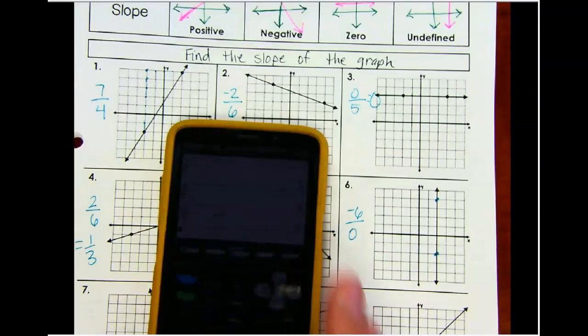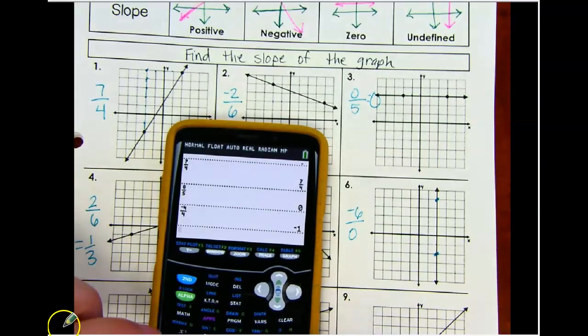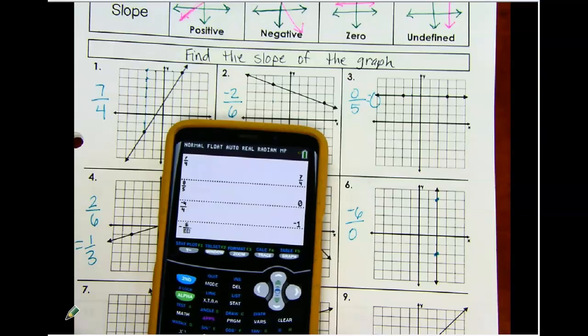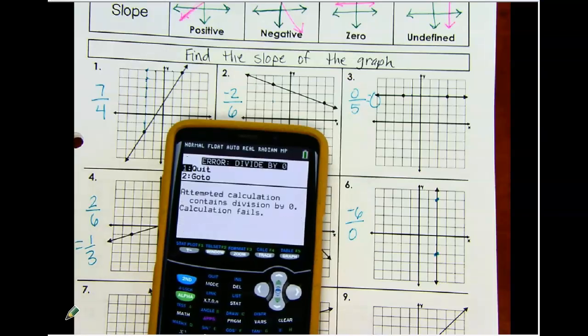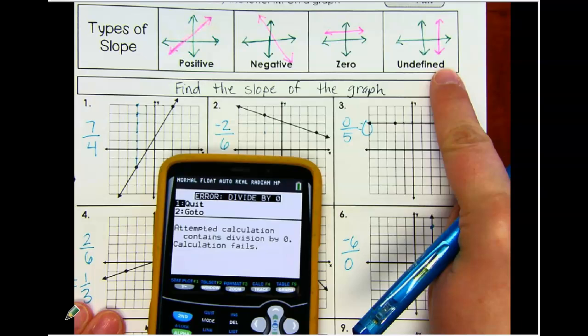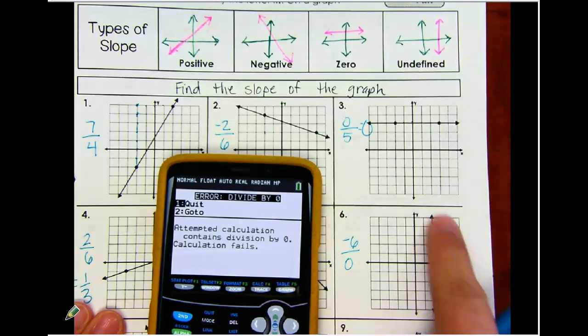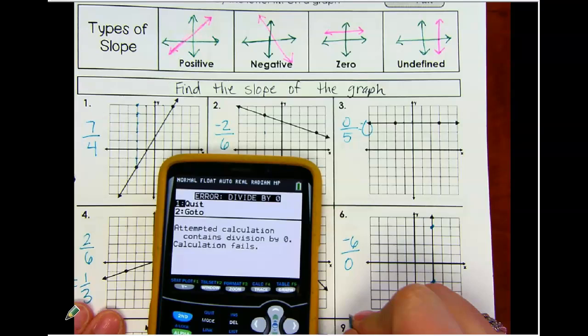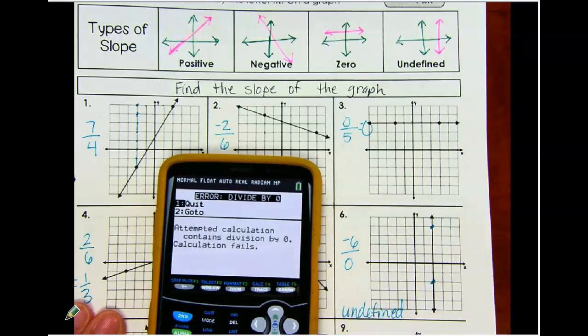Well, if we try to do this one in our calculator, it gives us an error because we tried to divide by 0. That's why vertical lines are undefined. So if you have some vertical line like this, you just write on there that it's undefined. It has undefined slope because it's a vertical line, because it's not running. So it has to divide by 0, which it cannot do. That's mathematically impossible.